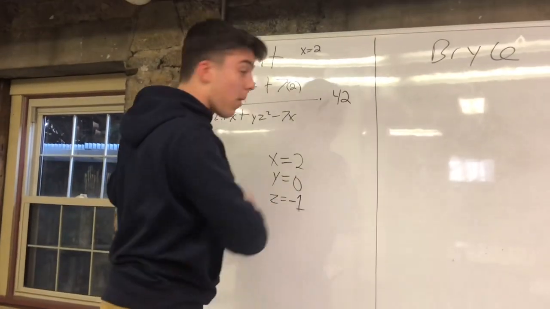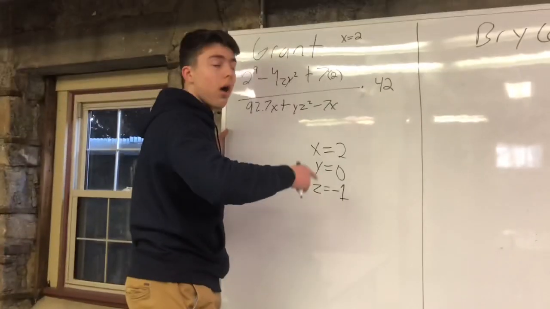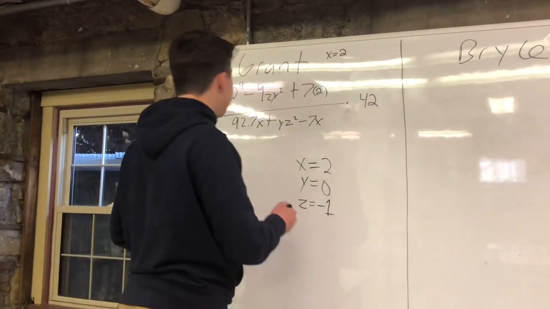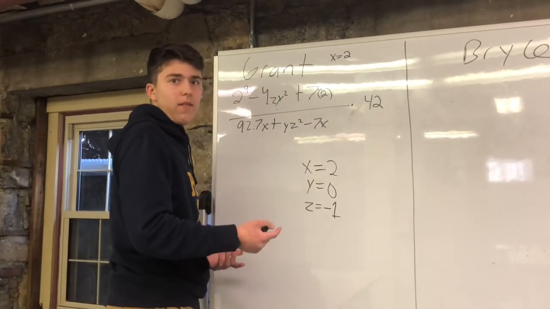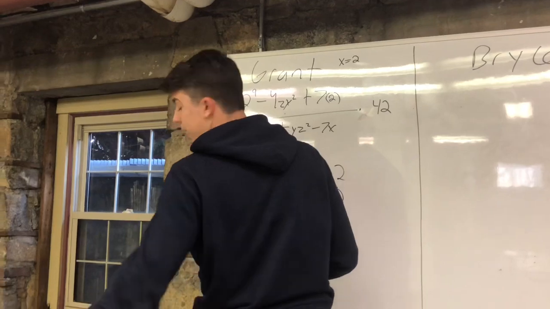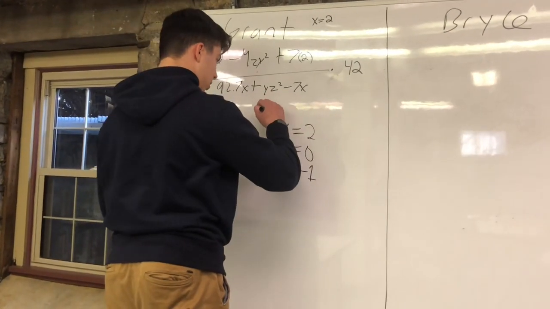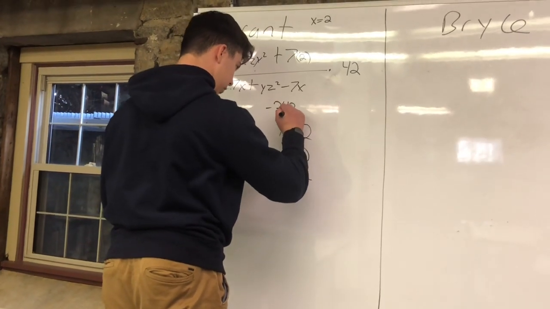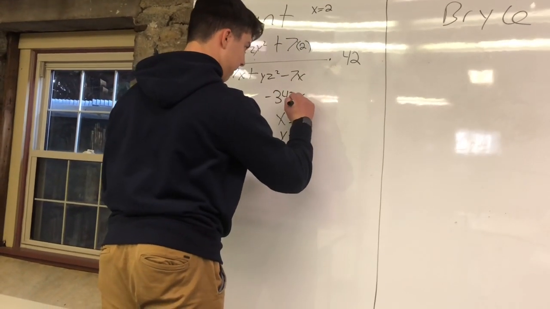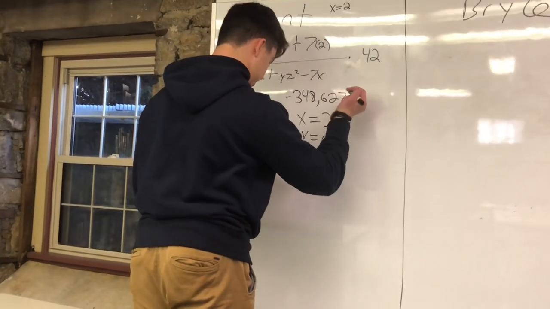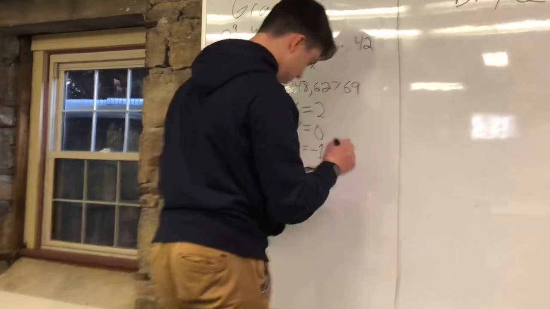So you might want to write this down in your notes. So now that we know that, we just replace the variables and we solve it out. So I calculated the answer, and I got -348,627.69.